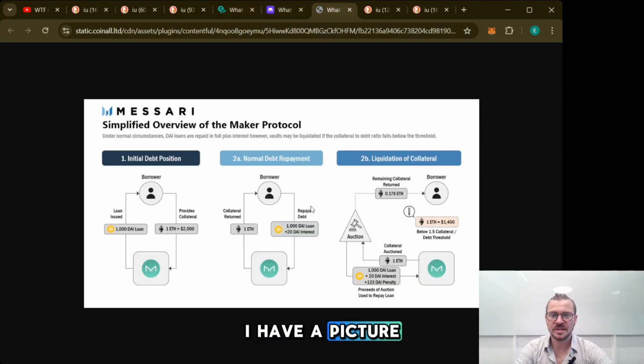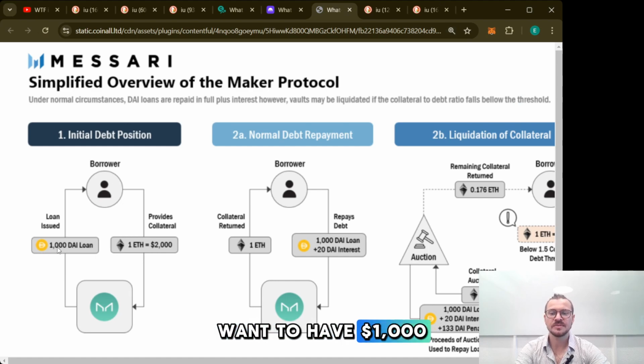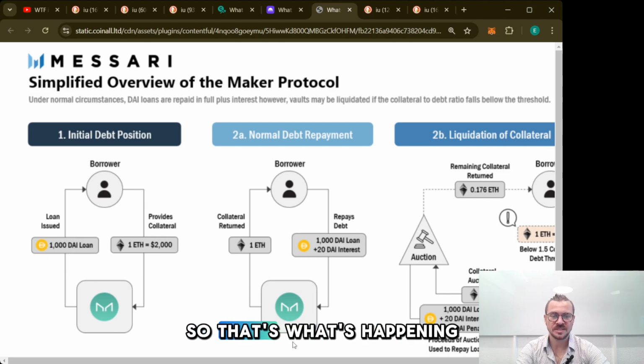I have a picture. Again, I know it's a little bit confusing, but we will go through it really quickly. So here's the starting point, right? Say if I want to have $1,000, well, I give you this ETH, which is worth 2,000. You give me the 1,000, okay? And then when I give you back the 1,000, you give me back this ETH. Okay, so that's what's happening here, right?